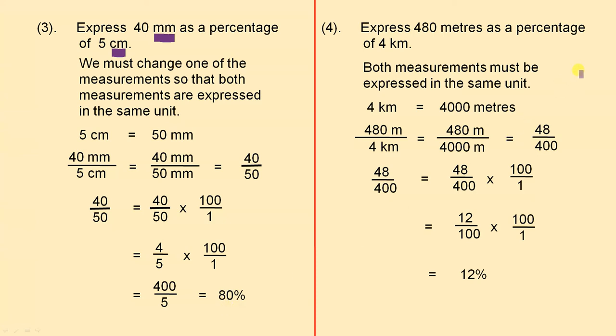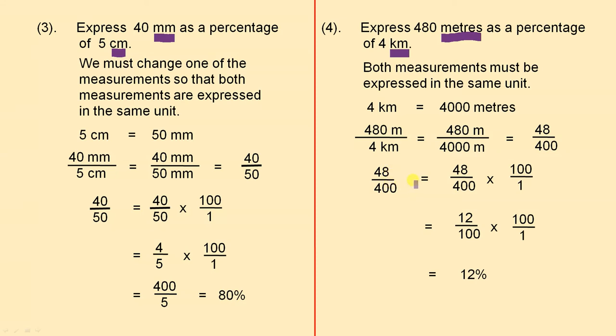Express 480 metres as a percentage of 4 kilometres. Same secret. We have metres, we have kilometres. Both measurements must be expressed in the same unit. 4 kilometres is 4,000 metres. So 480 metres over 4 kilometres is actually 480 metres over 4,000 metres. So we don't need the metres, we can cancel those out. And if we divide top and bottom by 10, that gives us 48 over 400.